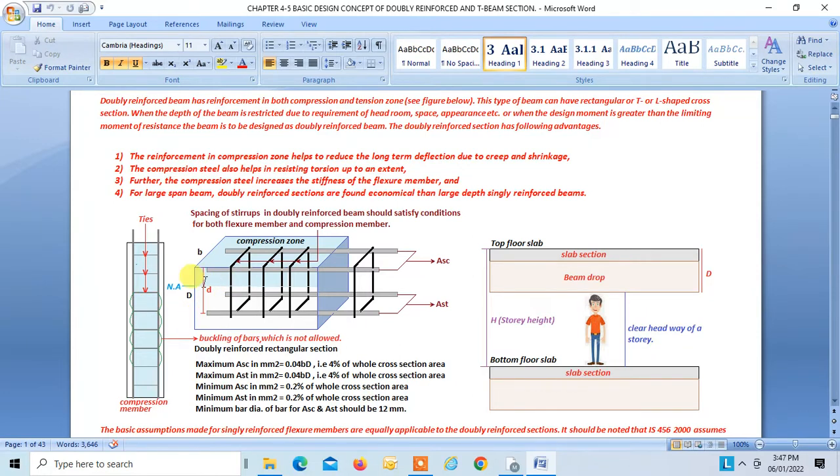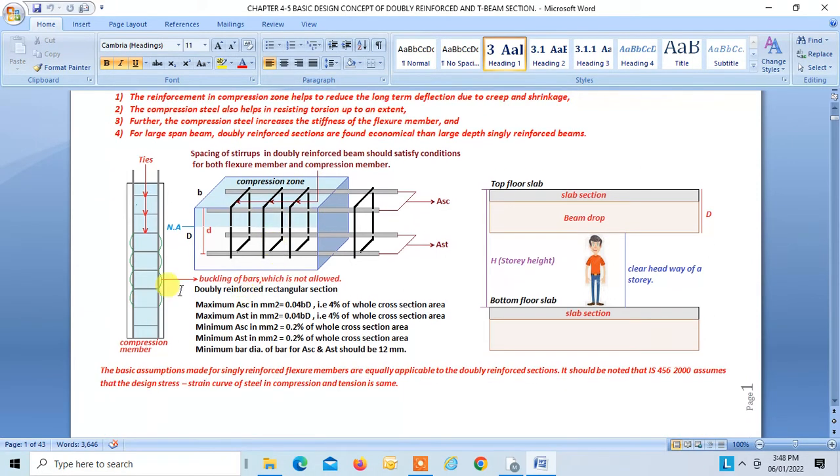The same fundamental is also applied over here, because this is the steel in compression. If the diameter of the stirrup and the spacing of stirrups are not adequate enough, then there are chances that this steel will buckle, right? So which is not allowed. Okay, so that is why the spacing of stirrups in doubly reinforced beam should satisfy the condition both for flexure and also compression member, right? That is very important.